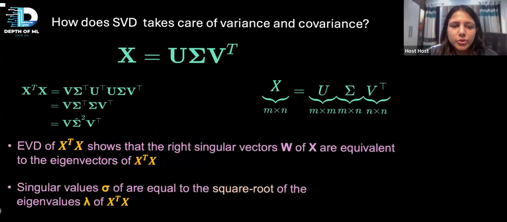Okay. So just the conclusion that the EVD of X transpose X shows that the right singular vectors, this is actually P of X, are equivalent to the eigenvectors of X transpose X. Fine. And singular values sigma are equal to the square root of eigenvalues lambda of X transpose X. Fine. Clear? Now we are clear why we can do SVD rather than just doing EVD? Fine. Okay.